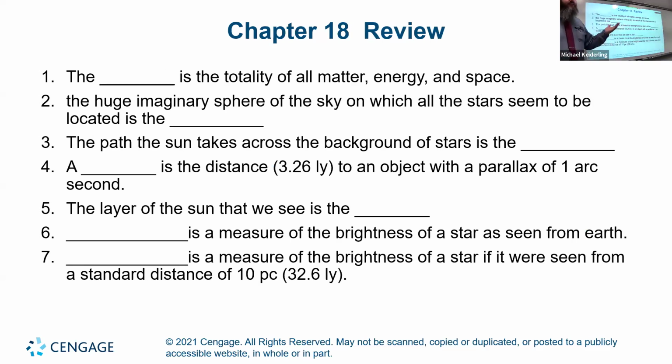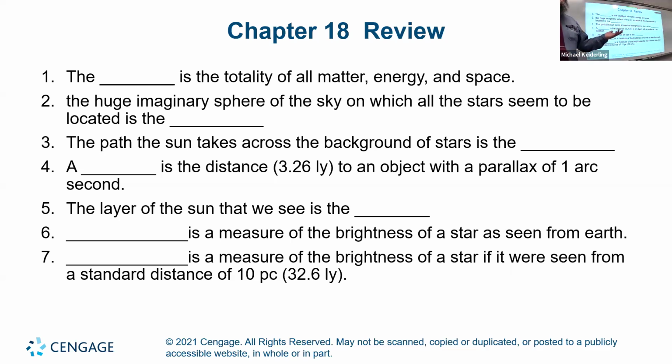The universe, so that was chapter 17. Chapter 18. The universe is the totality of all matter, energy, and space. The huge imaginary sphere of the sky on which all the stars seem to be located is the celestial sphere. The path the sun takes across the background of stars is called the ecliptic. A parsec, which is the distance 3.26 light years, that's the distance to an object with a parallax of 1 arcsecond.